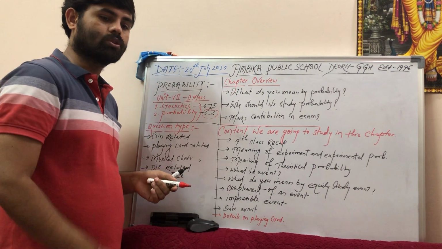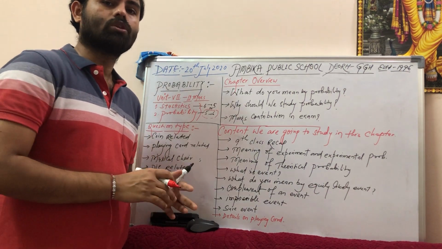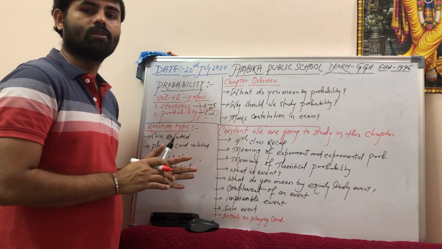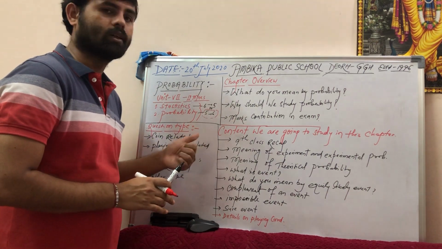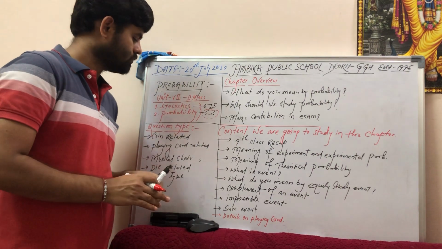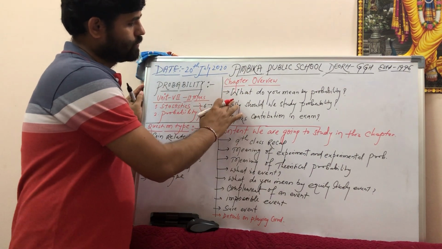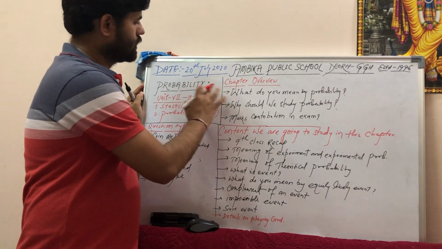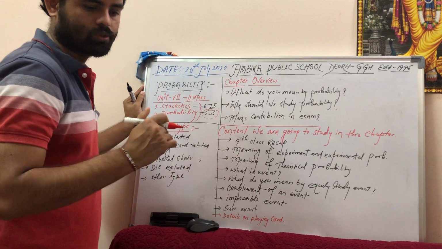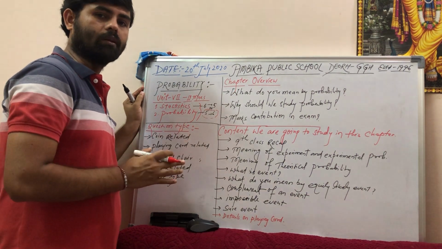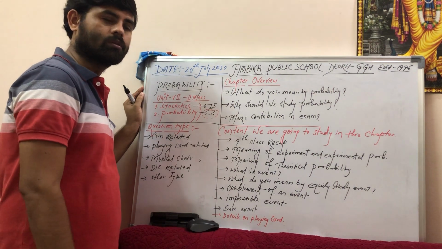I will ask the questions to you only, and if you solve them, you will find it is very easy. There is no question that you will not be able to solve after understanding the whole chapter. So first we will see the chapter overview. The first question is, what do you mean by probability? Second, why should we study probability?